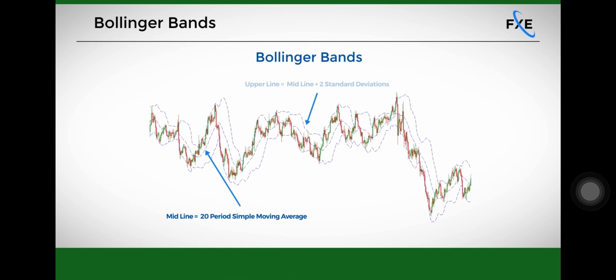The upper band is plus 2 standard deviations away from the middle line, and the lower band is minus 2 standard deviations away from the middle line. You'll notice on the chart that most of the price action is contained within the upper and lower bands, and even when price does cross above or below them, it generally retreats back into the band's confinement relatively quickly.